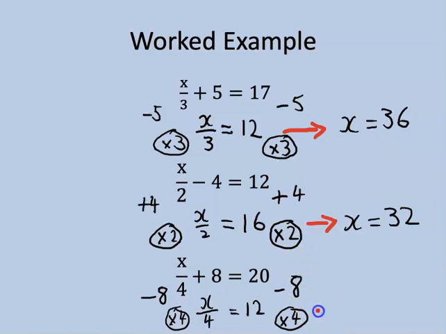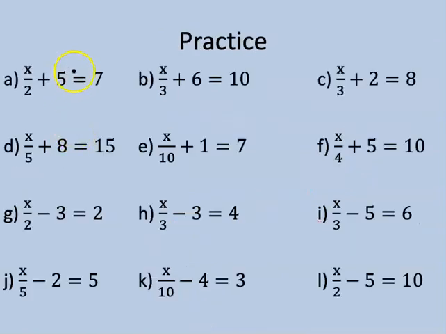That means my 4's cancel out here. That's therefore just going to give me x by itself. 12 times 4 is 48. And there we go. That's the process you're going to need to use for these practice questions. So have a go, pause the video, and I'll show you what the answers are.